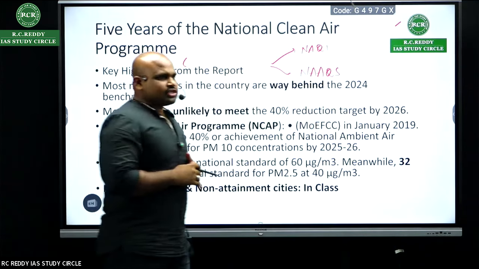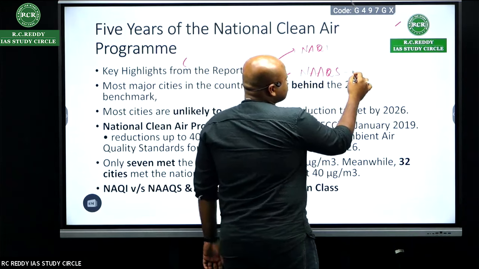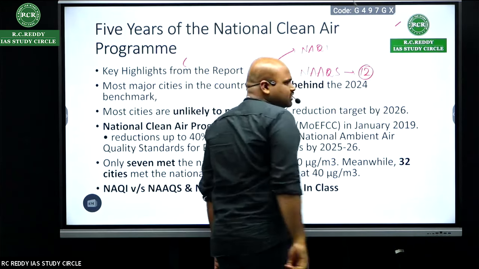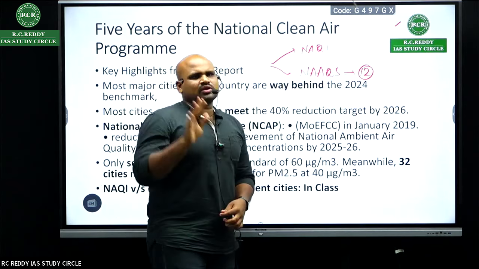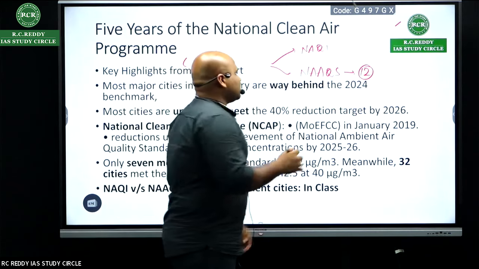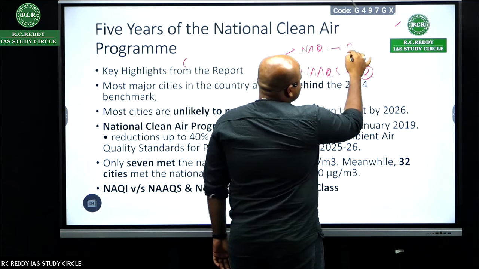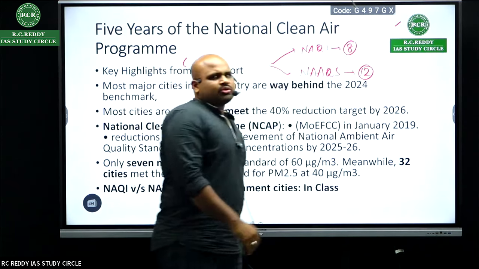Now, when I look at the National Ambient Air Quality Standards, I see that this is a set of 12 pollutants. I want you to have a look at those 12 pollutants once, right? And when I look at the National Air Quality Index, it has 8 pollutants which are present.